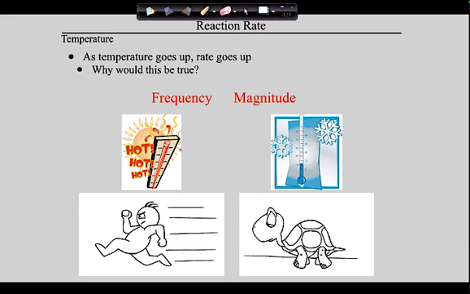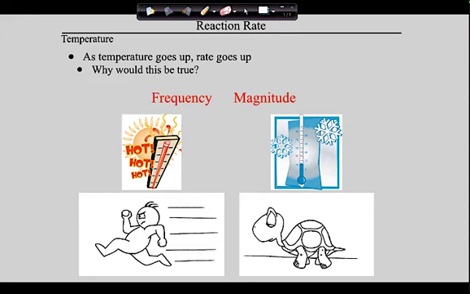So guys, why? Why would hot molecules have faster reactions than cold molecules? Well, it's about collision theory, right? So if you're hot, you're moving faster. And if you're moving faster, what changes about the collisions? Are they more frequent or are they harder if you're moving faster? Which one is it? Both.